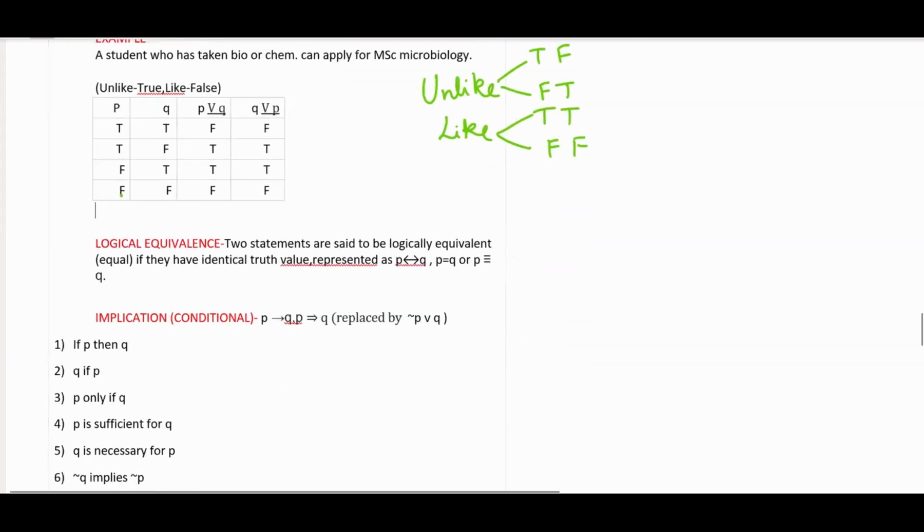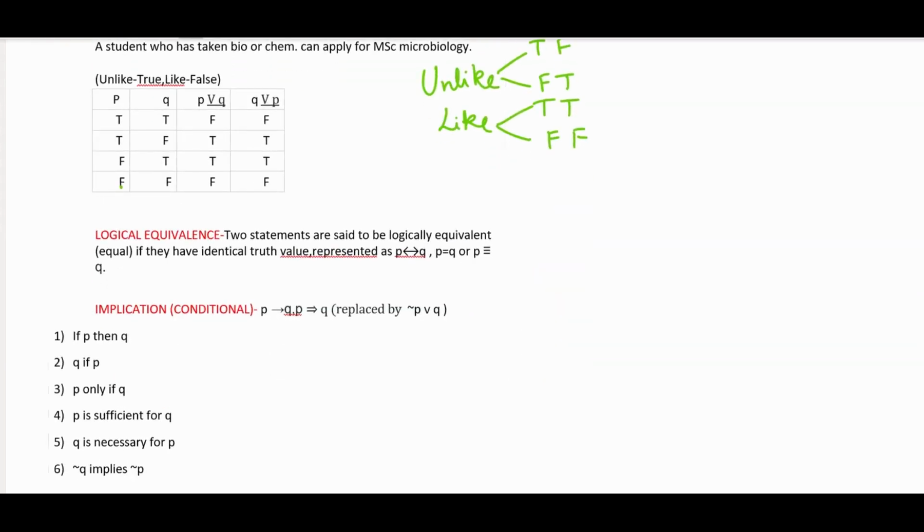Now next, what is written here? Logical equivalence. What does that mean? Two statements are said to be logically equivalent or equal if they have identical truth values. Logical equivalence can be written as P if and only if Q, P equal to Q, and this is another symbol of logical equivalence.